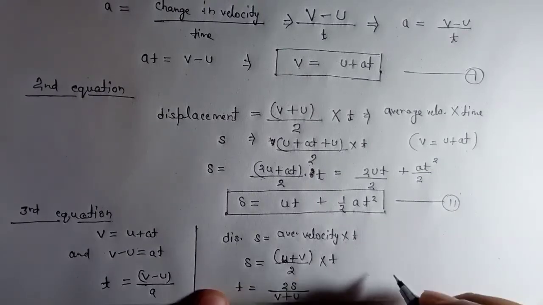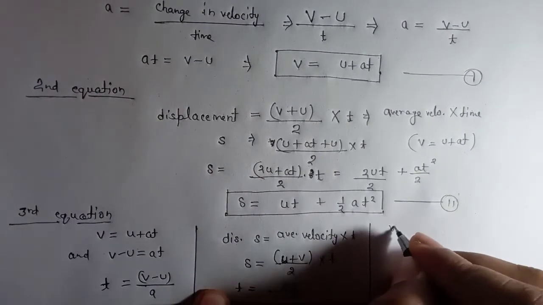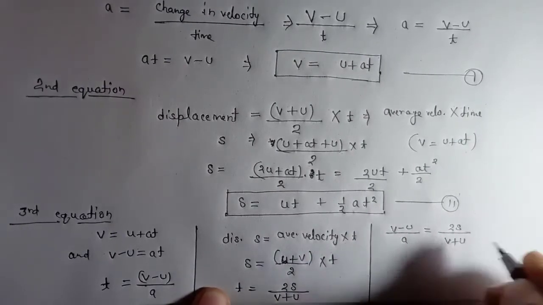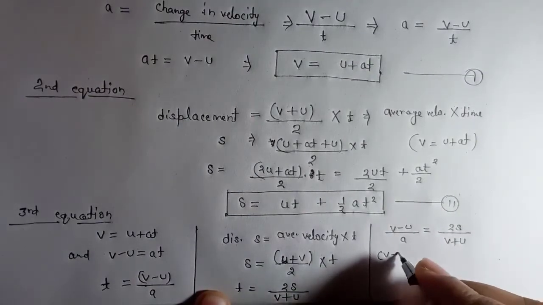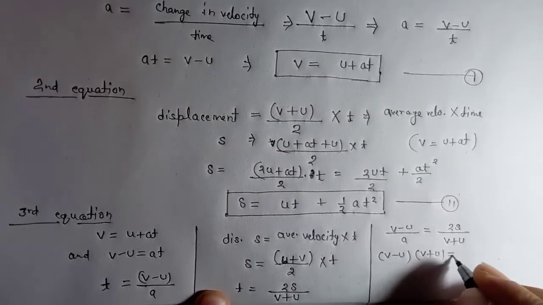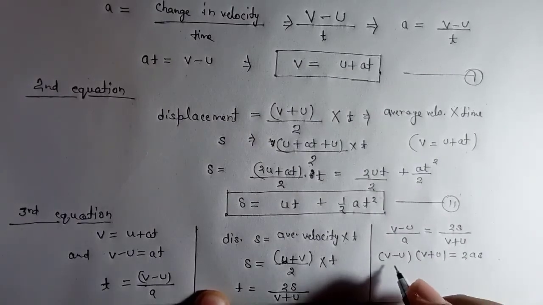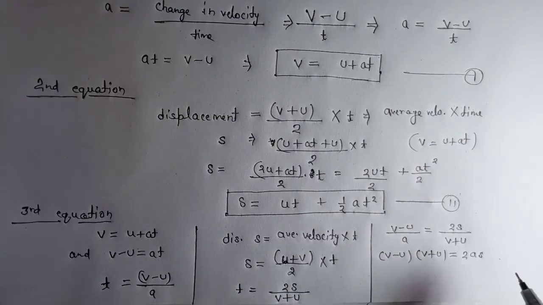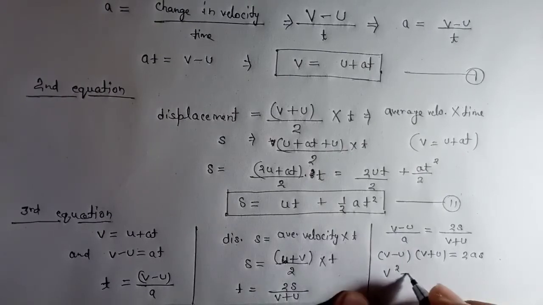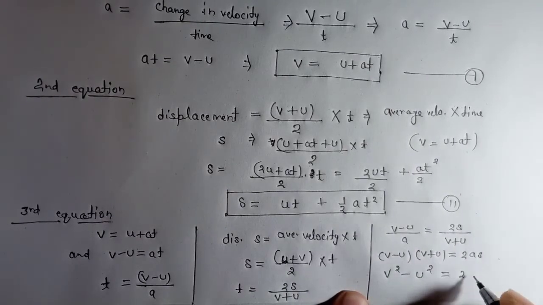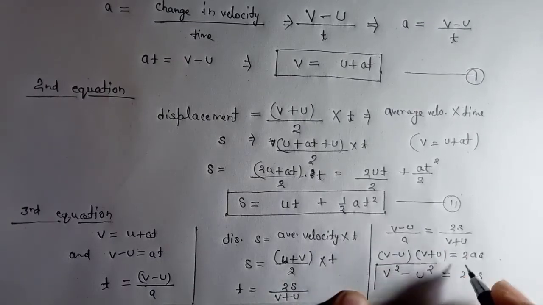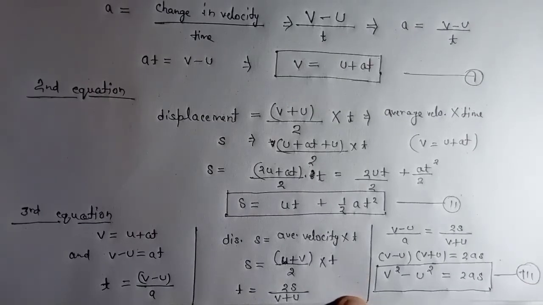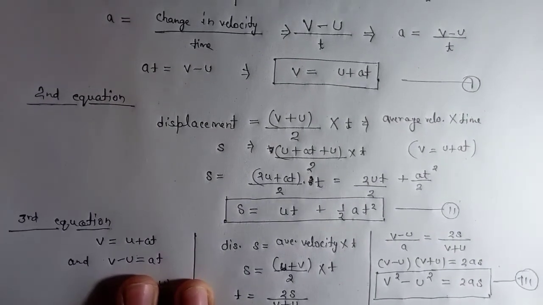Now you can see this t is obtained for the same motion, so the values of t are equal. So you can write v minus u upon a is equal to 2s upon v plus u. Again cross multiplication, you will get v minus u into v plus u is equal to 2as. By the algebraic formula a plus b into a minus b equals a square minus b square, you can write v square minus u square is equal to 2as. This is our third equation. So we have derived all the three equations of motion by the algebraic or mathematical or direct method.